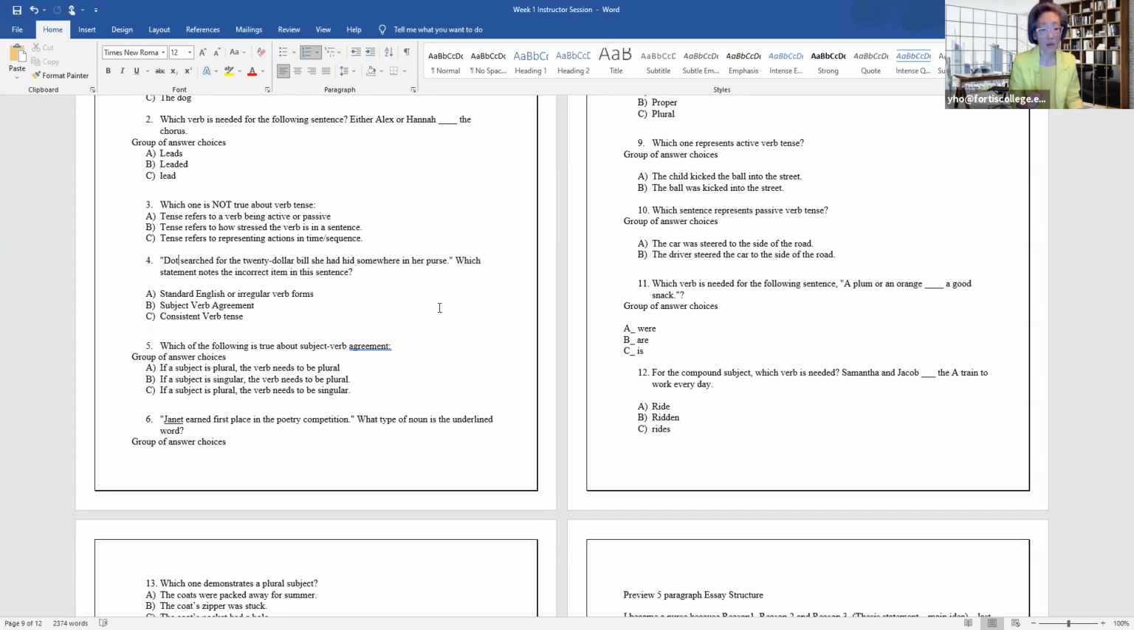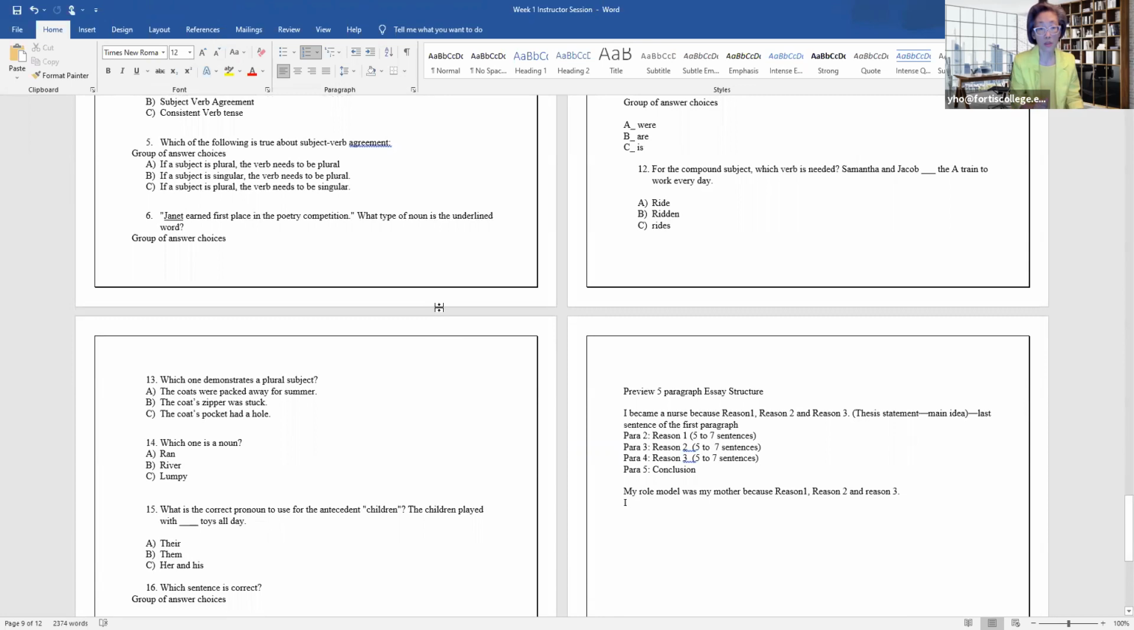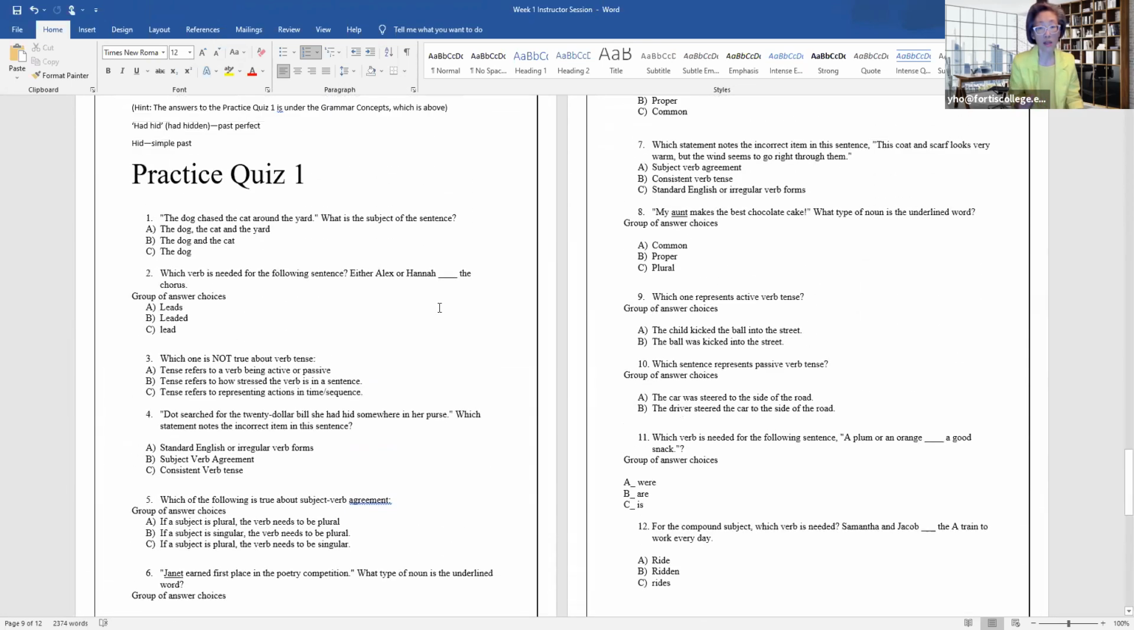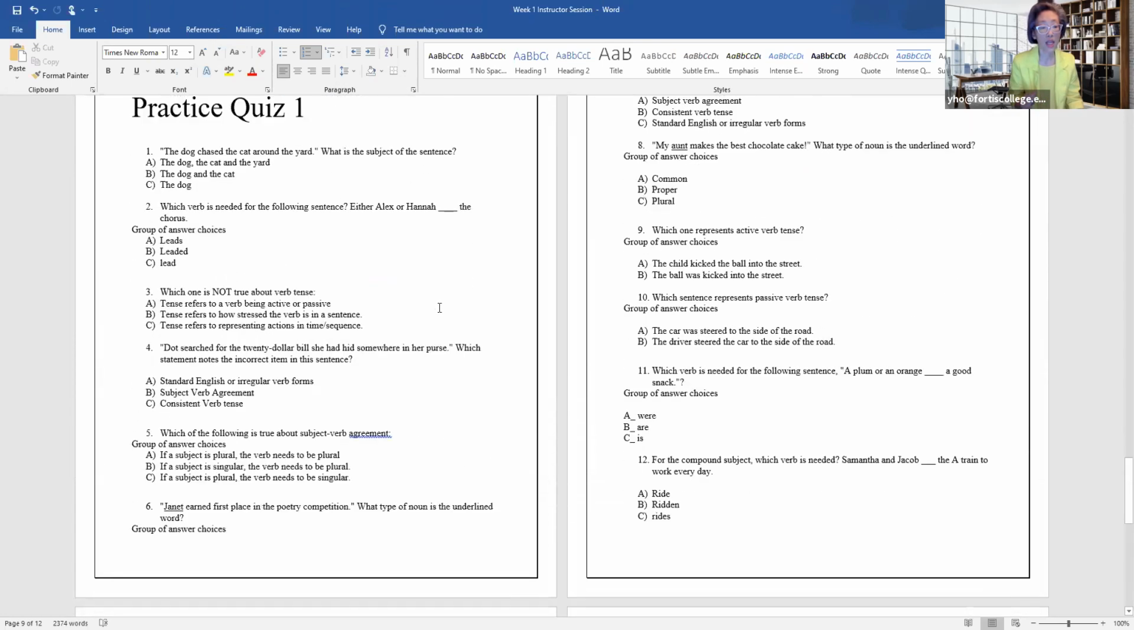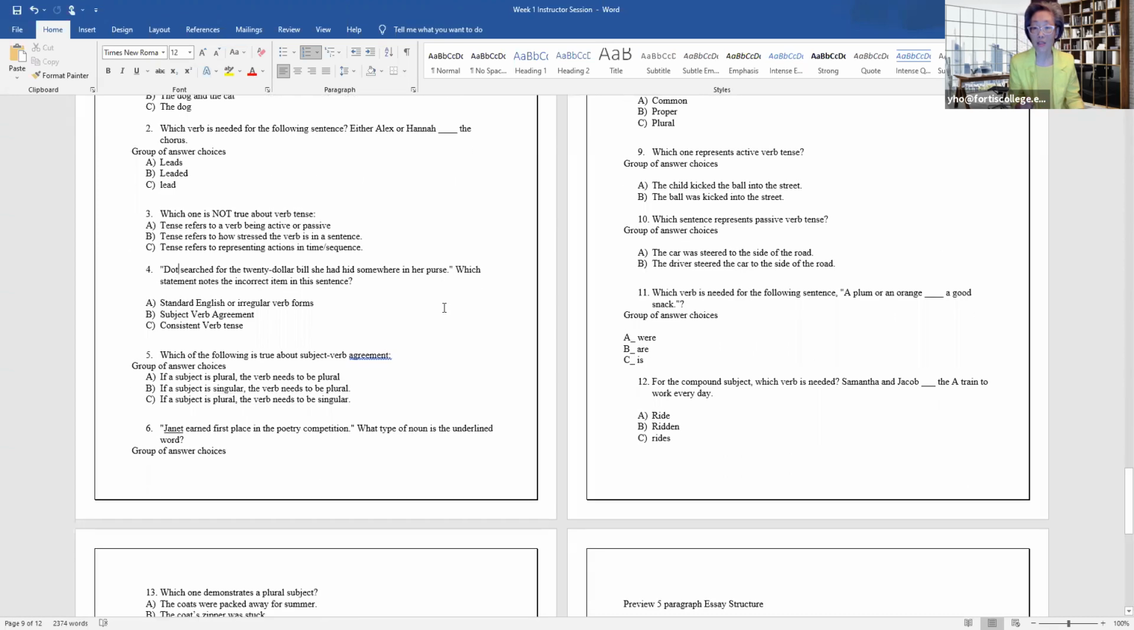Which one is the correct answer for subject verb agreement? If the subject is plural, the verb is plural. And then here you have Janet is a proper noun because it is the name of someone. And here you have the coat and scarf looks. So that is subject verb agreement. My aunt makes the best chocolate cake. That is a common noun, person, place, or thing.